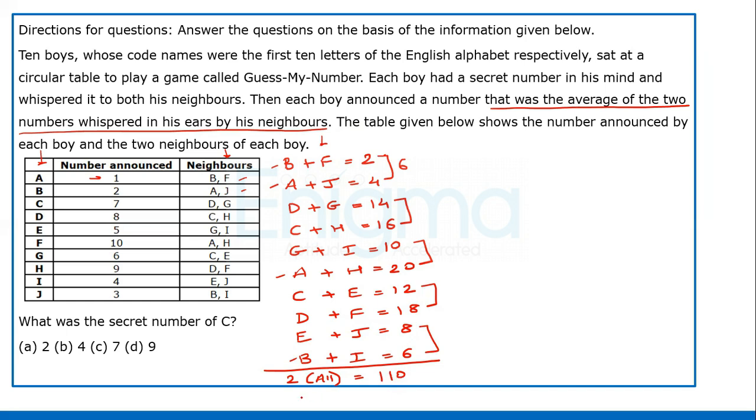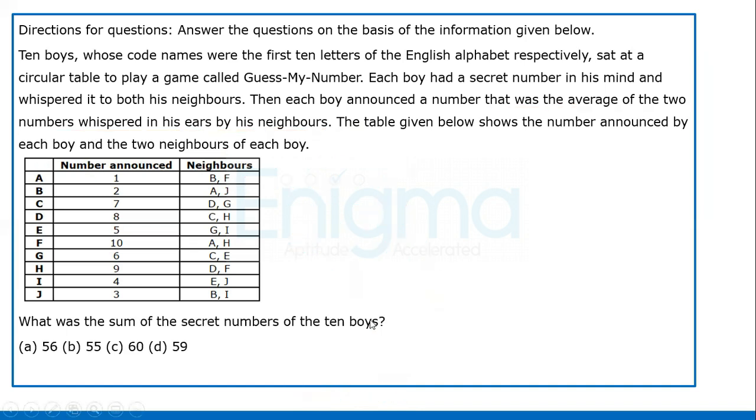That means the addition of all the numbers is equal to 110 upon 2. That is 55. That will be the answer for the next question over here. What was the sum of the secret numbers of the 10 boys? So answer will be 55.